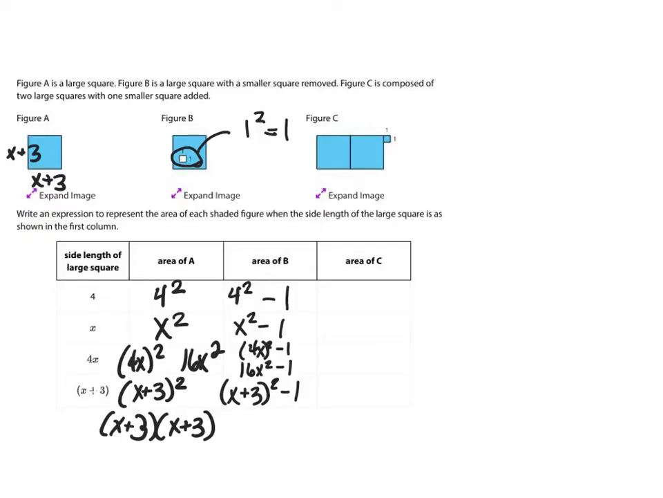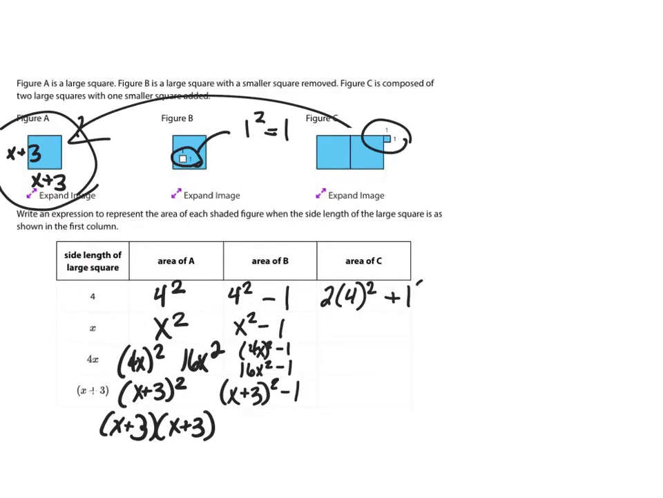Now the area of C. We have 2 squares, which are the same as 2 of the figure A's. So if I look at the area of C, it's going to be 2 of 4 squared, and I added 1 square. I'm going to have a pattern here. So for this next one, it's just going to be x squared, but I have 2 of them, and I need to add the little square.